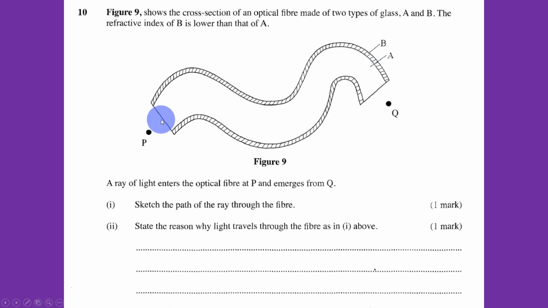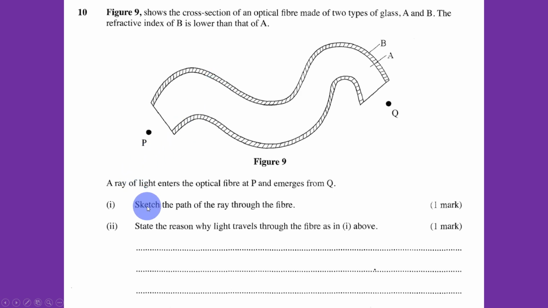So once the ray is inside here, it is attempting to move from an optically denser medium to an optically less dense medium. So the first condition of total internal reflection has been achieved, because the first condition is that the ray must attempt to move from an optically denser medium into an optically less dense medium.